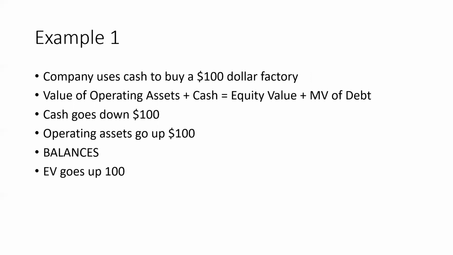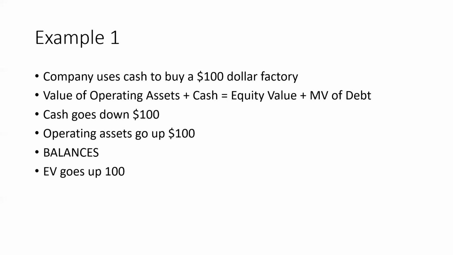So let's say a company uses cash to buy a $100 factory. Cash is going to go down, obviously, we're using it to buy the factory, but operating assets, this factory that will generate cash flows in the future, is going up by 100. So like always, this formula is going to balance. And our enterprise value, the value of the operating assets, is going to go up by 100. This is pretty interesting, right? Because cash and operating assets are all assets. So why is substituting out cash for an asset changing the intrinsic value of the firm?